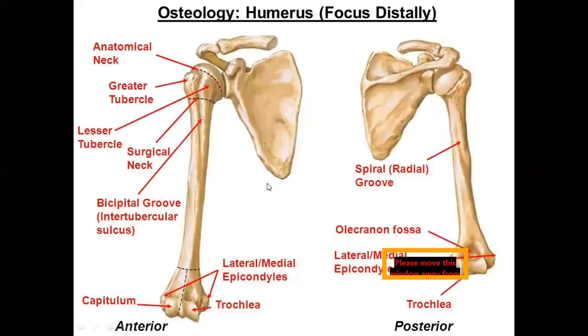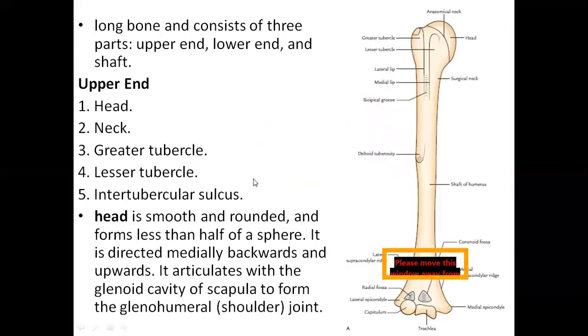Now, because you have got some concept and idea, we will now proceed with the humerus. It is a long bone, as you can see, because it has an upper end, lower end and shaft. Okay. The upper end has the head, then one anatomical neck and the surgical neck. The big rounded elevation is the greater tubercle. The comparatively smaller elevation is the lesser tubercle, and in between we have the intertubercular sulcus. When you look at the head, it is quite smooth and rounded and forms less than half of a sphere. It is directed medially, backwards and upwards.